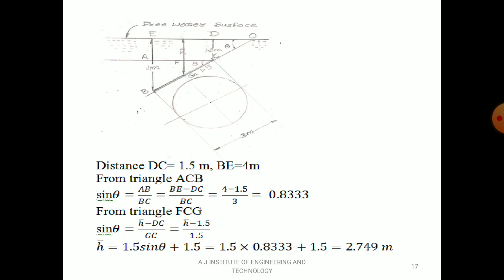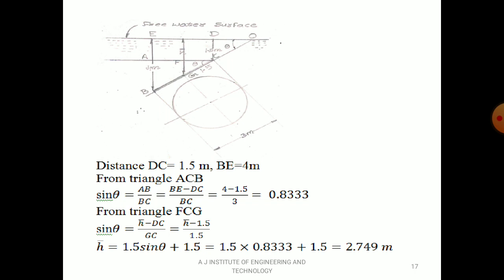So distance DC equal to 1.5 meter, you can see there DC, that is the least depth of immersion, given in the problem, so 1.5, and the greatest depth, that is BE, equal to 4 meter. So it is always like that, you just remember least depth and greatest depth. So from triangle ACB, theta is not given in this problem, you have to calculate theta first, then you can go for calculation of H bar.